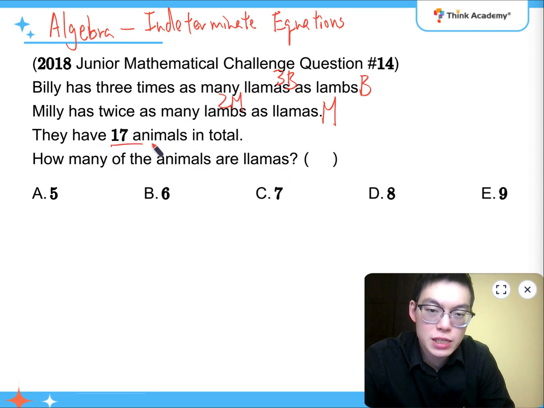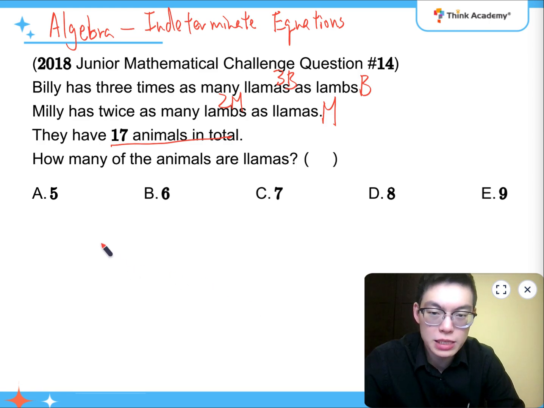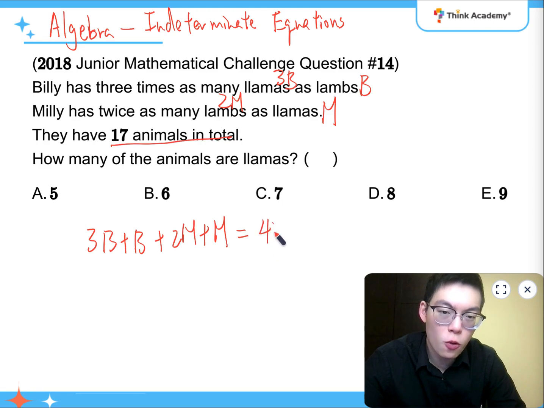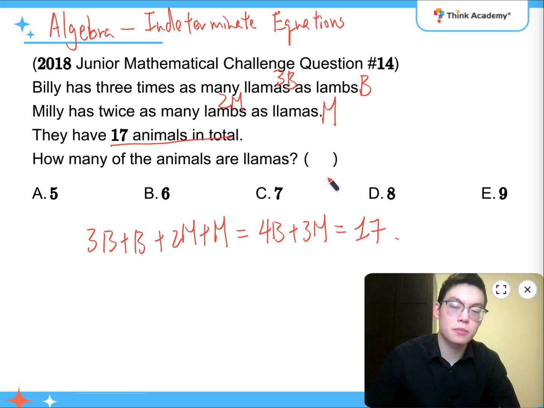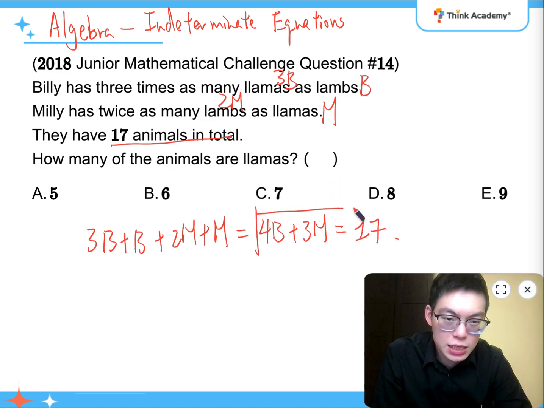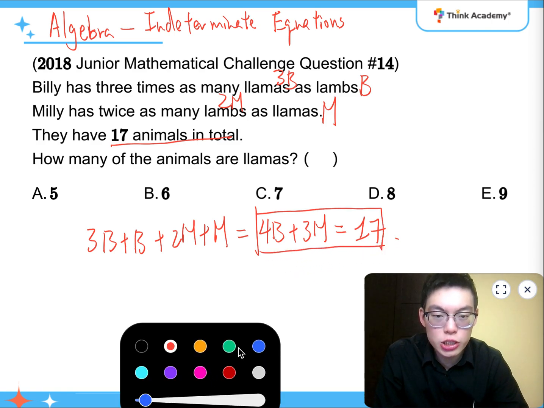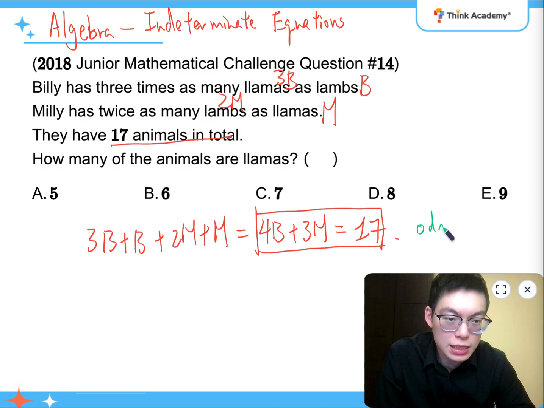So they have 17 animals in total, which means that altogether, that's going to be 3B adding B, adding 2M, adding M, which is 4B adding 3M, and that is 17. Okay, so this is our indeterminate equation. Now we can try to do the odd-even analysis there.